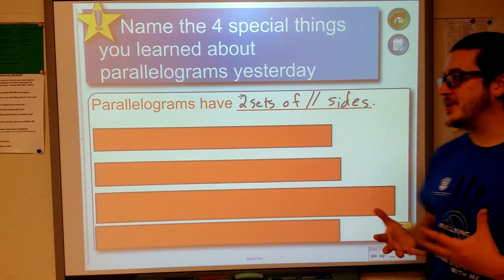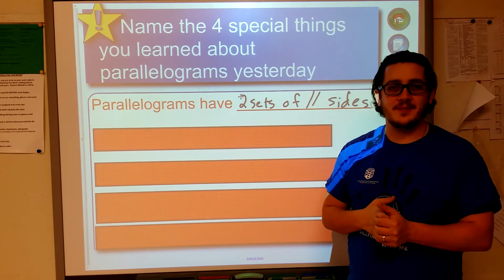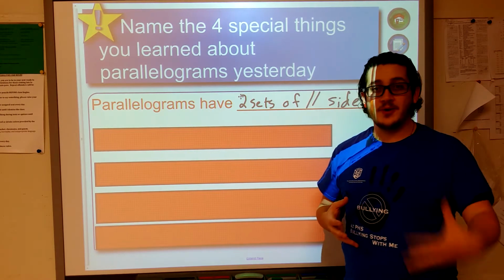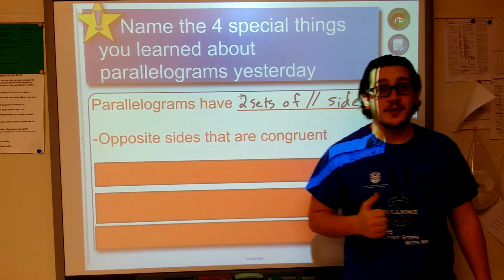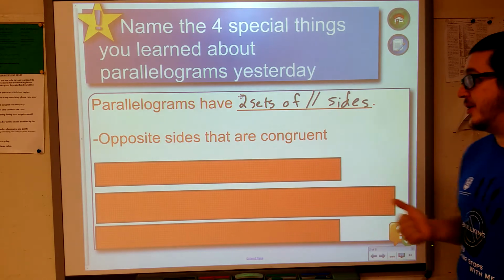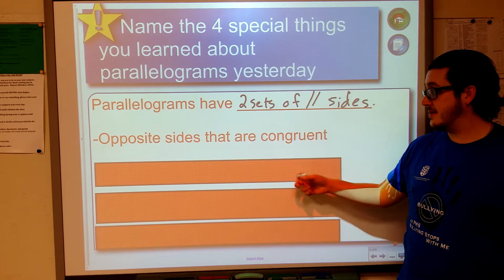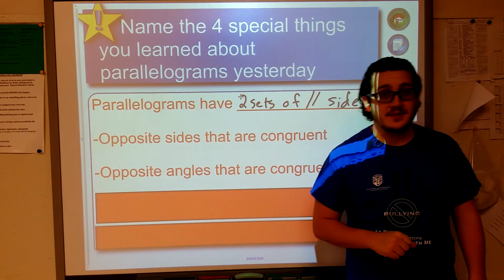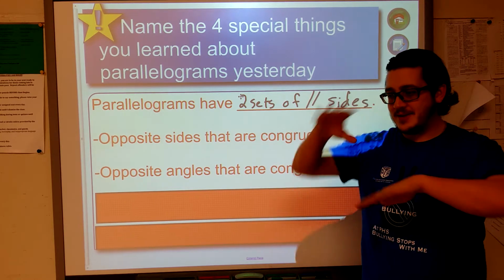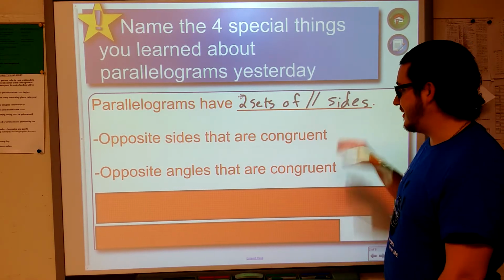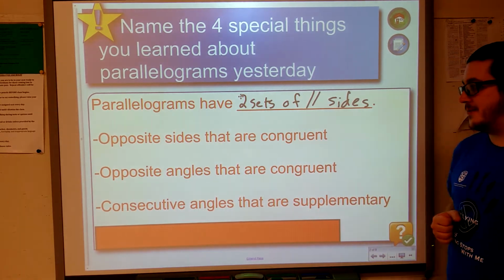What were the special things that we talked about in that last lesson? What were the special things about the parallelogram? If you had a parallelogram, what did you know about opposite sides? Opposite sides were congruent. What did you know about opposite angles? They were congruent. Then what do we know about consecutive angles? What do we know about the angles that were adjacent to each other, so the top and the bottom, or the left to the right? They're supplementary. They add up to 180, right?